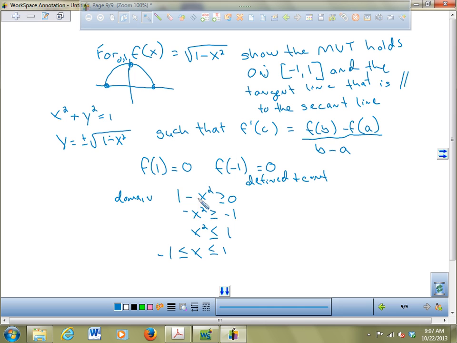And then I have to make sure that it's differentiable at every point in the interval. So I have to take the derivative of this, which David is going to do for us. Okay? What's f prime of x? Do you think you could do that?